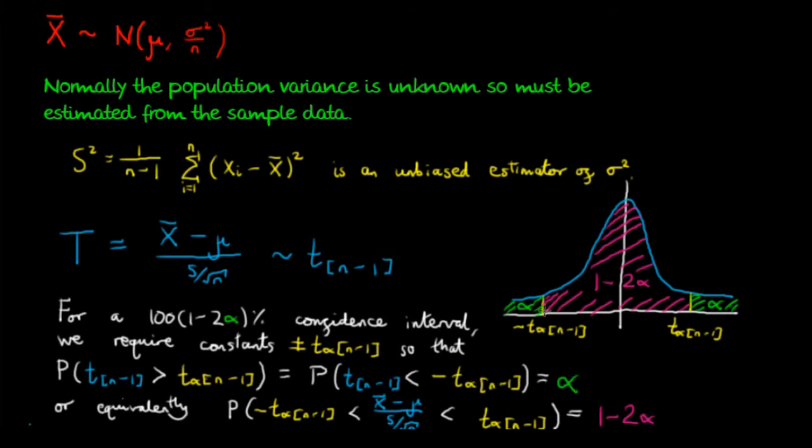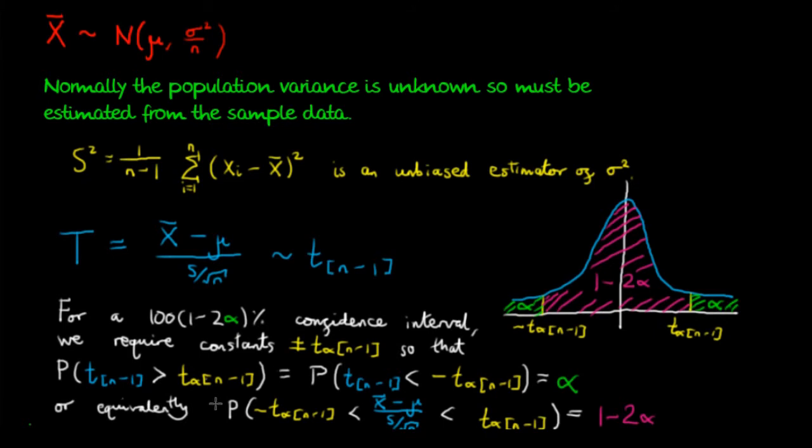alpha. So perhaps this diagram here of the PDF of a T distribution will give you a clearer picture of this. So we're trying to find these constants, so these kind of yellow points along the axis, so that the chance of exceeding T alpha n minus 1 is alpha, and the chance of being less than minus T alpha n minus 1 is also alpha, which leaves us, of course, with 1 minus 2 alpha in the middle, because this is a probability distribution, and so the area underneath the curve must be 1. So we've got 1 minus these two tails, 1 minus 2 alpha.